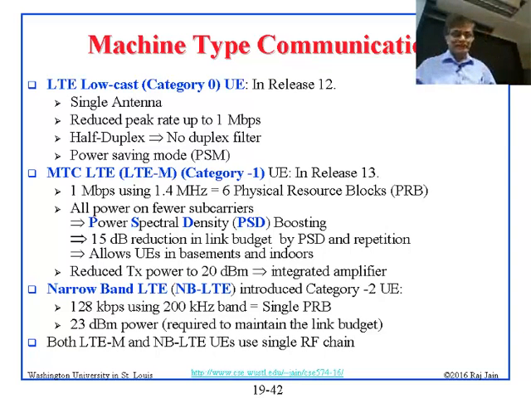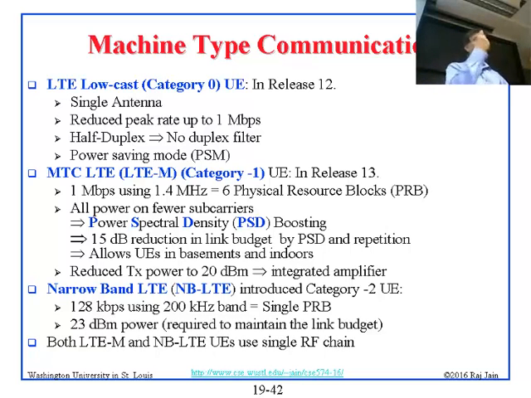So now they have a third one called Category -2, which is called narrow band LTE, NB-LTE. In this case, instead of 6 PRB, they have just 1 PRB. And they just use 128 kilobits using 200 kilohertz. So not even 1.4 megahertz, cut it down to 200 kilohertz. What is 200 kilohertz? It is 1 GSM channel, if you remember from GSM time. So they take 1 GSM channel and put LTE on it, and it is called narrow band LTE.